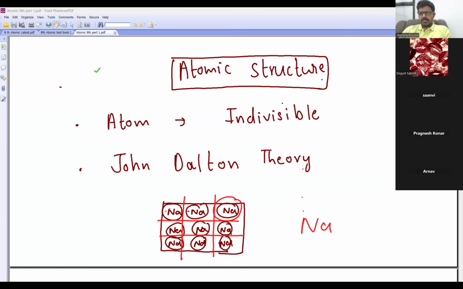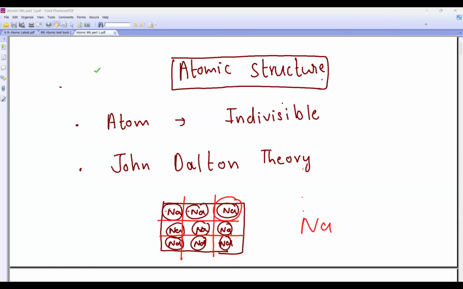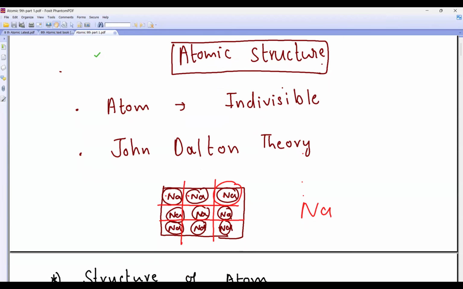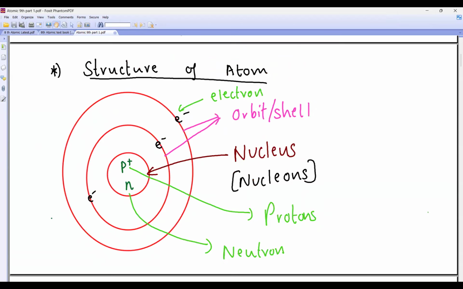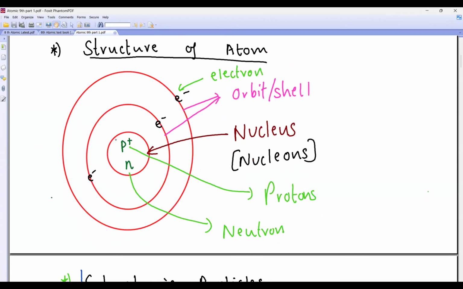We have already done the initial part, but I'm going to quickly revise this and then we'll go ahead. We studied that atom is indivisible. Who gave this theory? John Dalton. Suppose I give you a big piece of sodium and you try to break it, the smallest part will be what? Sodium only, right? Now, what is present inside an atom? Inside an atom, we have this structure. At the center, what do we have? This part, what is the name of this part? Nucleus.